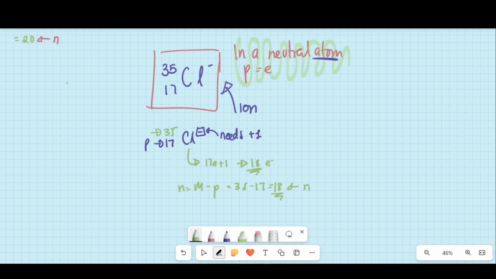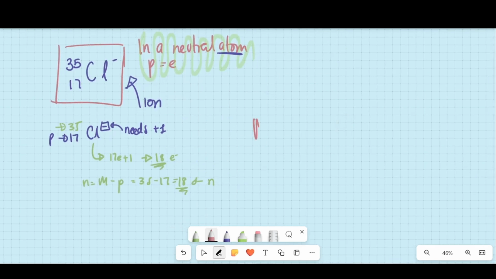Now if we have a positive ion, let's say Mg2+, and it has a proton number of 12, that means when you have a plus, the Mg is saying take my 2.